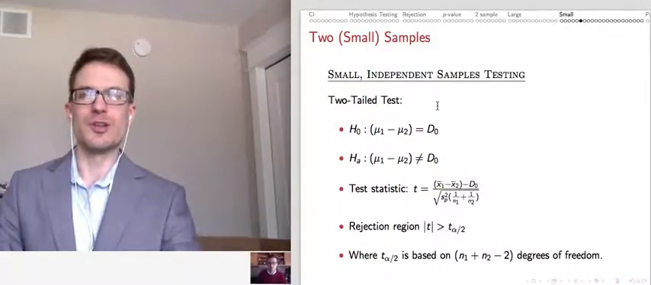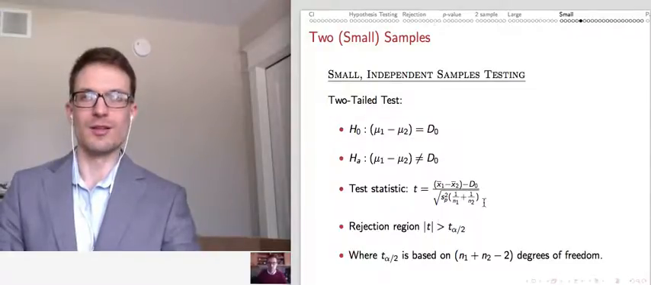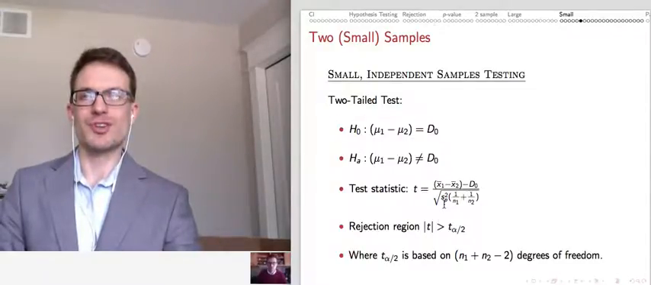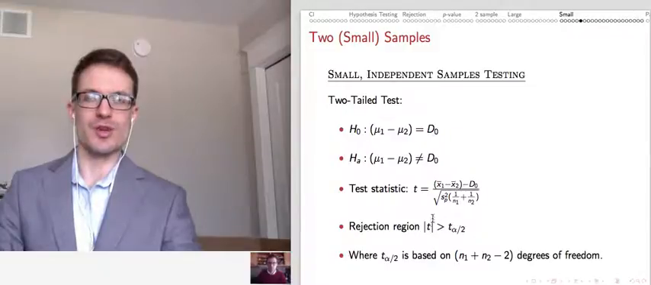Alright, well here's the two-tailed test. It's very similar. The test statistic, in fact, is going to be identical. But of course we're going to have a rejection region that accommodates both directions of extremes since we have two tails, much like a confidence interval.